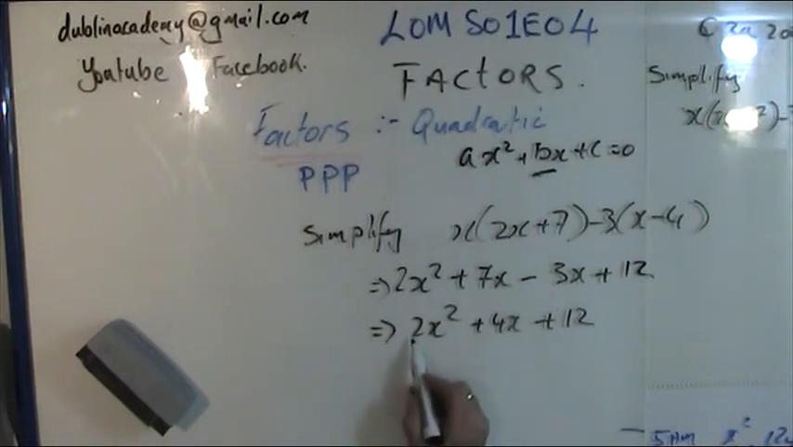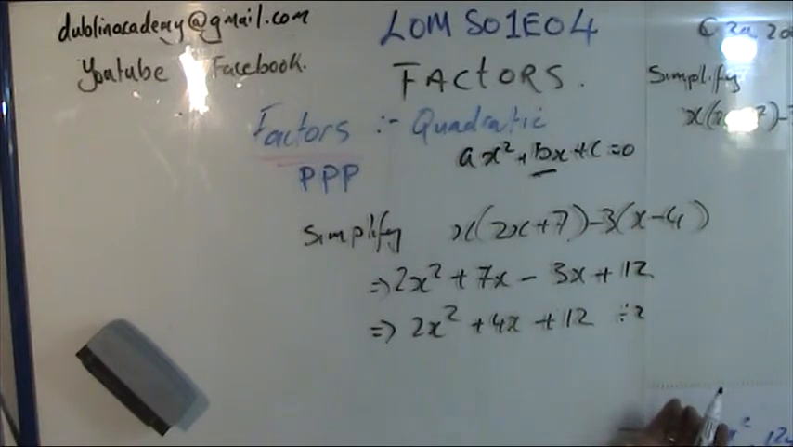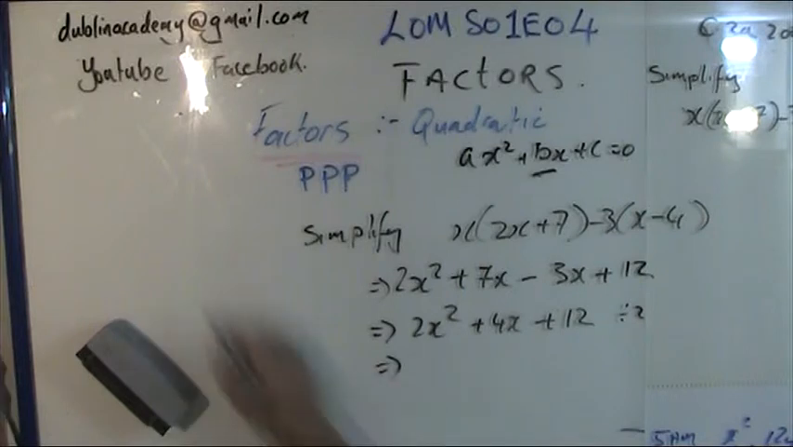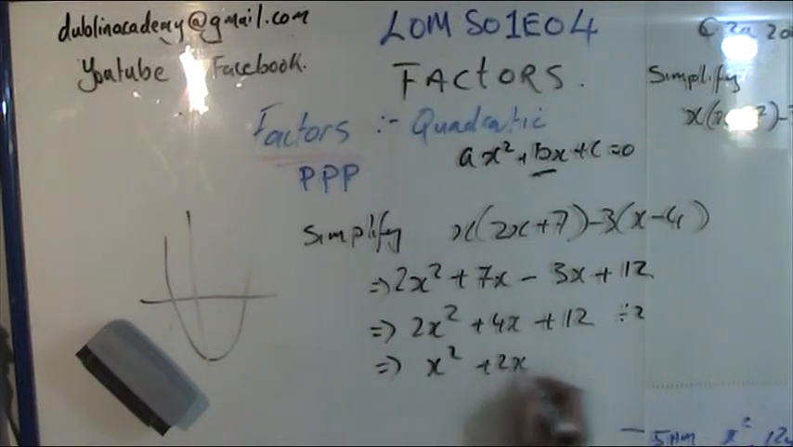Now you can further reduce this down. Can anyone see that there's a common factor here? I can divide everything across by 2. I can reduce it down, and it will be the same. It will still be the same graph. It won't diminish and it won't move in any direction. The whole thing has been divided by 2. Not reduced by 2, divided by 2. So 2 is x squared plus 2x plus 6.